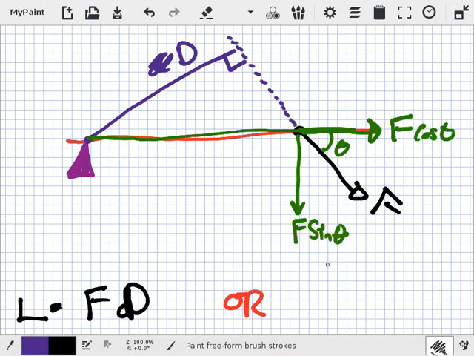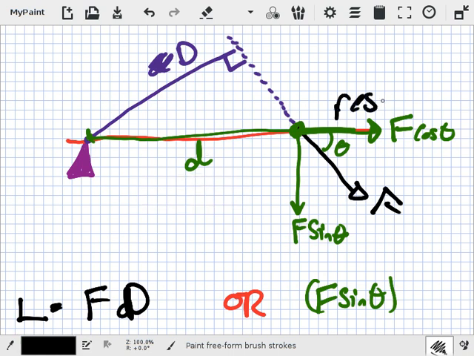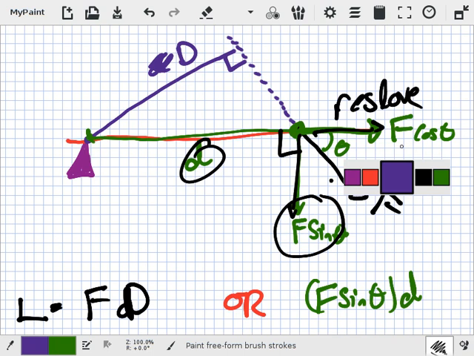So you could use F sine theta multiplied by this distance D. Now, 99% of the time, that's the easiest thing to do because you know how to resolve, don't you? So you can take this into two and just use this one, which is perpendicular, and multiply it by this. But then what about this one?